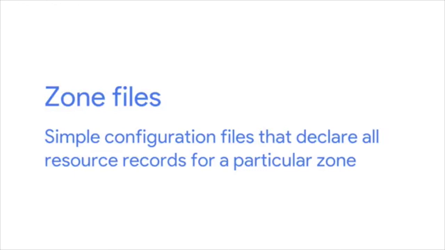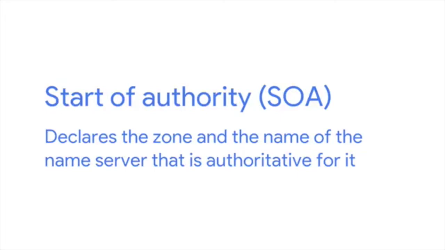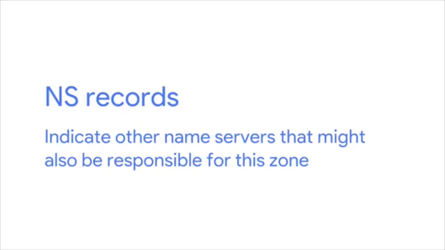Zones are configured through what are known as zone files, simple configuration files that declare all resource records for a particular zone. So a zone file has to contain an SOA, or a start of authority, resource record declaration. This SOA record declares the zone and the name of the name server that is authoritative for it. Along with the SOA record, you'll usually find NS records, which indicate other name servers that might also be responsible for this zone.